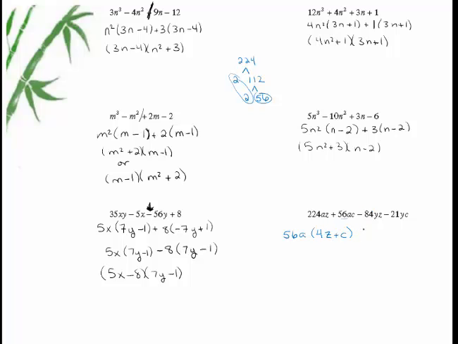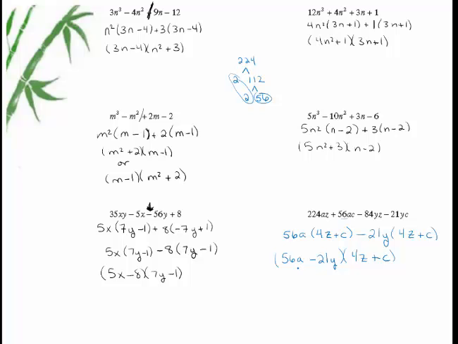Now, 84 and 21, if I divide 84 by 4 to see if it'll match this, I get 21. Now, these are both negative, and all of these are positive, so I'm going to factor out a negative 21y, and that will leave me with 4z plus c. So I have 56a minus 21y times 4z plus c. Now this is not factored completely.